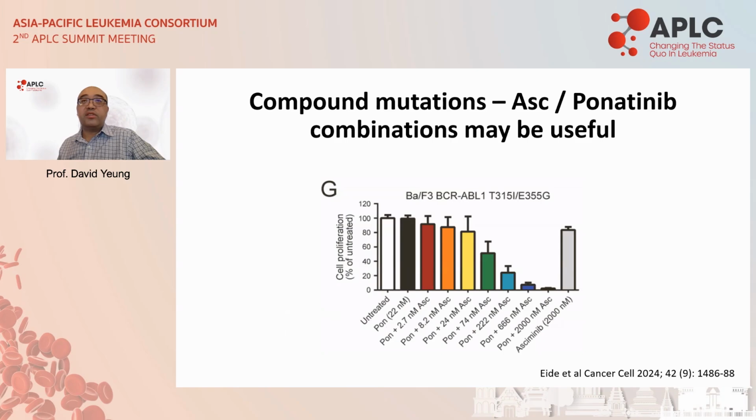Finally, there's also data suggesting that compound mutations, where cases are resistant even to ponatinib, there seems to be some useful activity if you combine ponatinib and asciminib to try to synergistically inhibit BCR-ABL at both sites. And this is data from Chris Eade in Brian Drucker's lab.